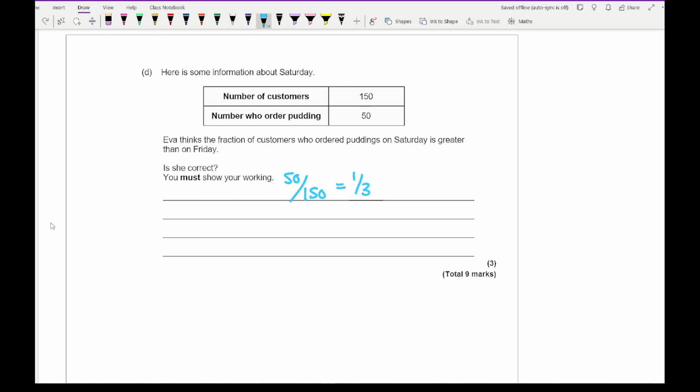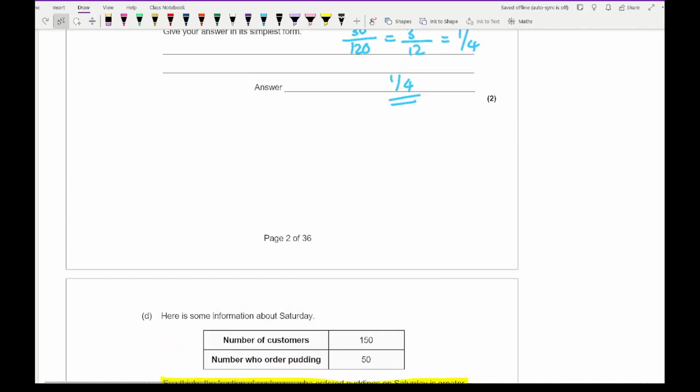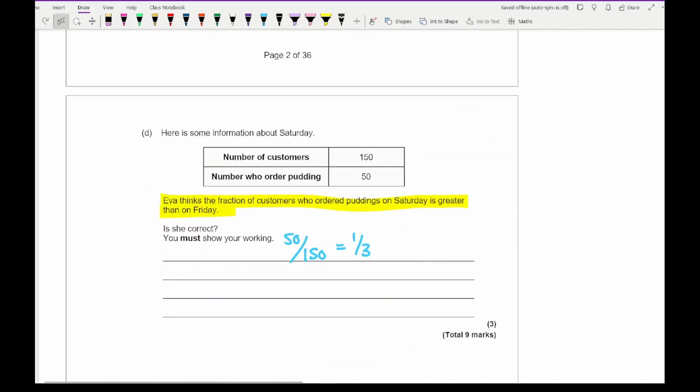So going back to the question, Eva thinks the fraction of customers who ordered pudding on Saturday is greater than it was on Friday. So on Friday it was 1/4 and on Saturday it was 1/3. So she is correct.